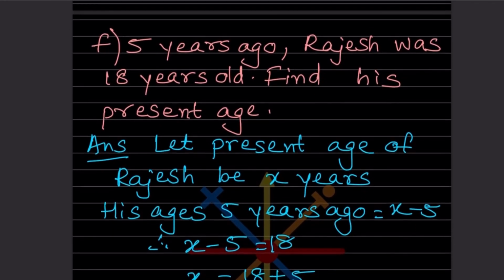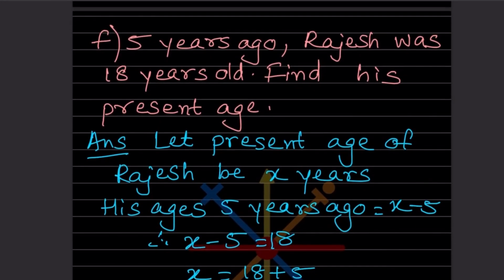Now the next problem says that 5 years ago Rajesh was 16 years old. Find his present age. Let the present age of Rajesh be x. So his age 5 years ago is going to be x minus 5. Now what did they say? 5 years ago Rajesh was 16 years old.